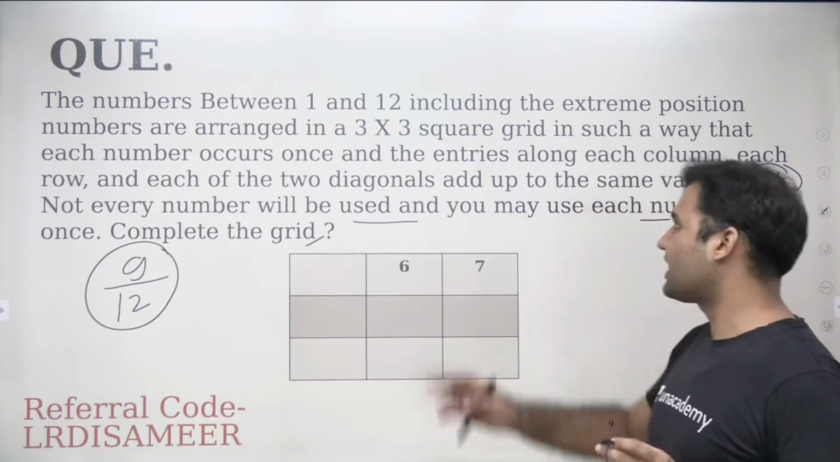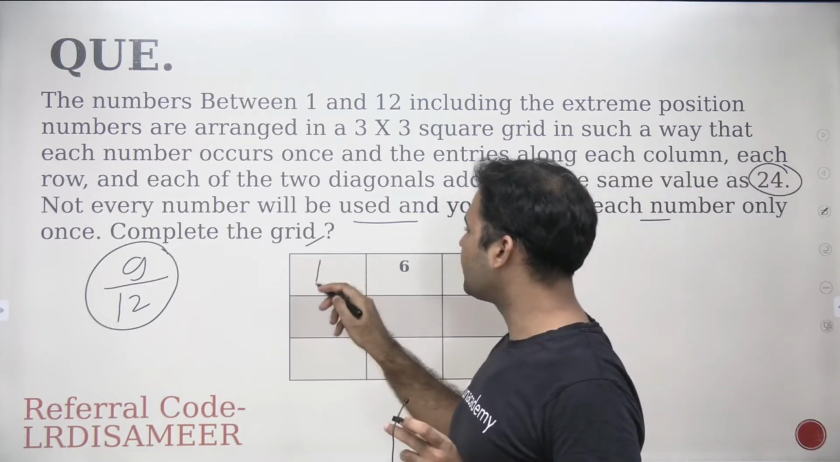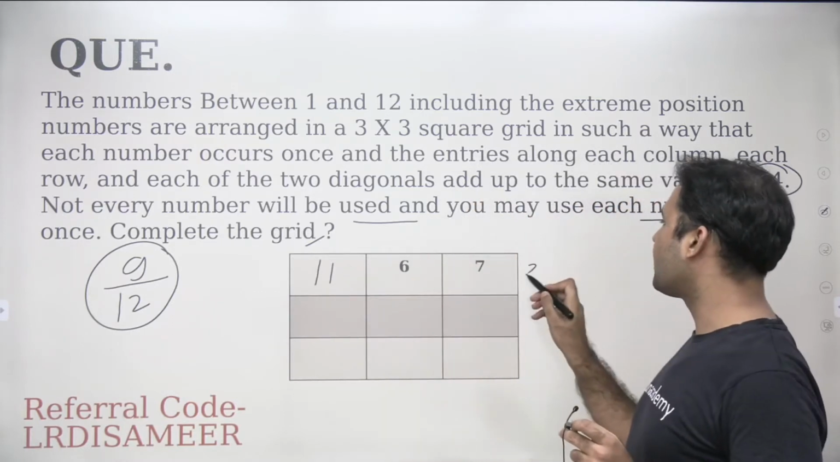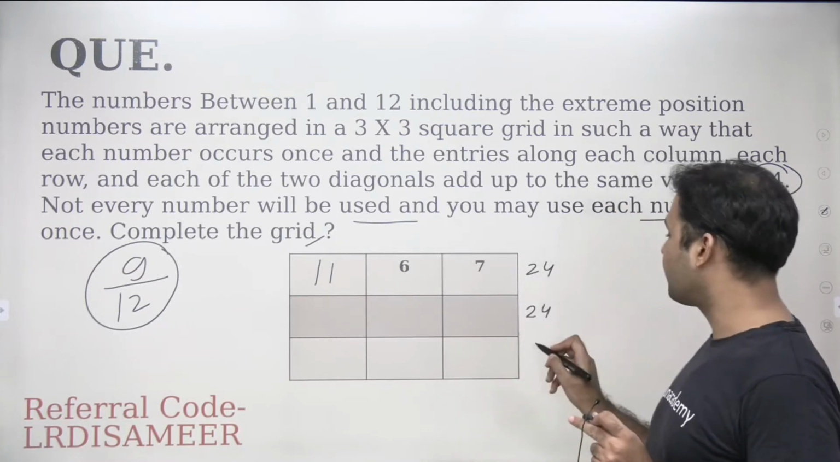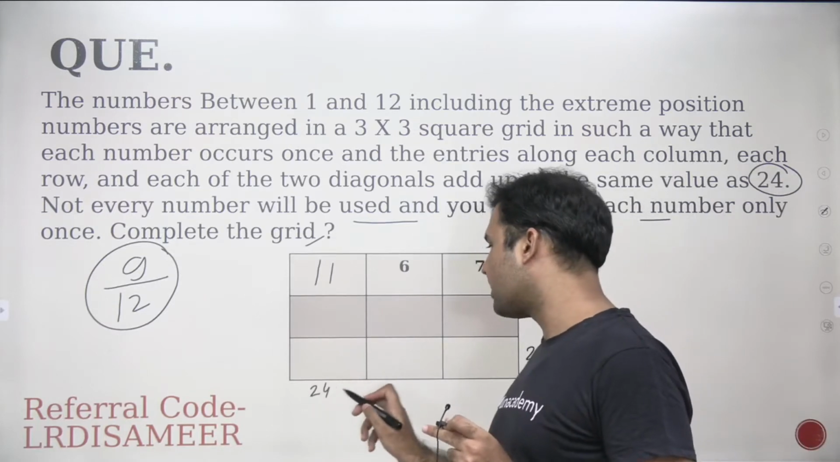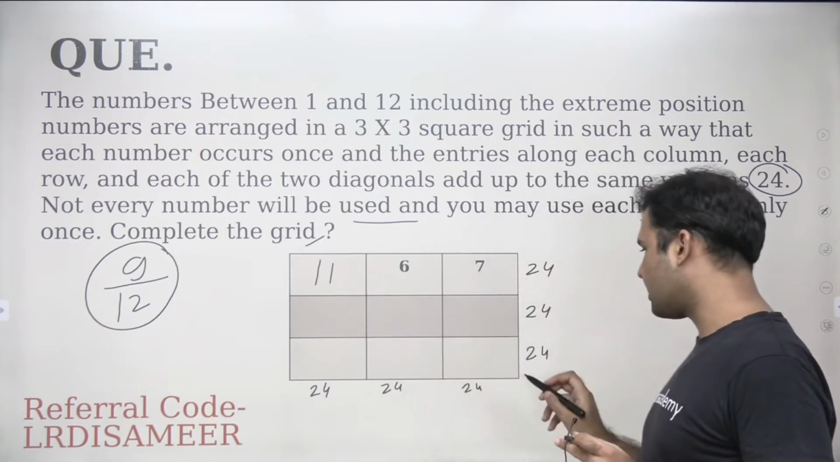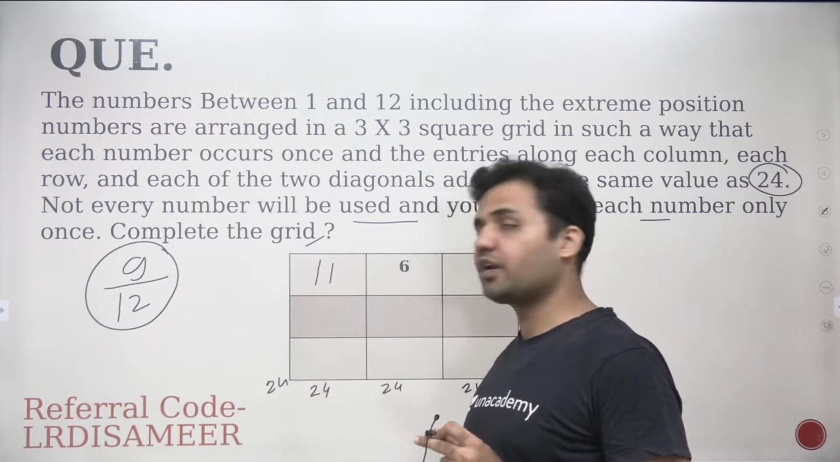Okay. Direct information can be used. The summation has to be 24. So if this is 7, this is 6, can I say this number will be 11? Very easy. Only then the summation can be equal to 24. Now, I also need the summation here as 24, right? I also need the summation in the column wise as 24, right? And it should be the diagonal. The summation of the diagonal should also be 24. The summation of the diagonal here should also be 24, right?